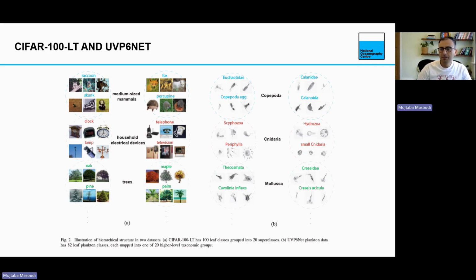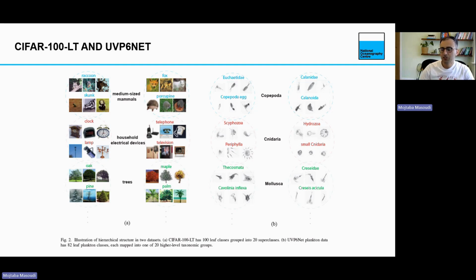Regarding the experiments, we did them on 2 different data sets. One is the CIFAR data set. The typical CIFAR uses 100 classes, but they changed CIFAR to a long-tailed distribution, and we use that data set. And for UVP, of course, it's massively long-tailed.